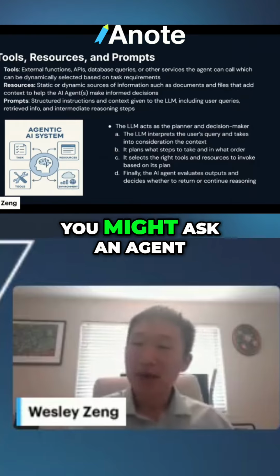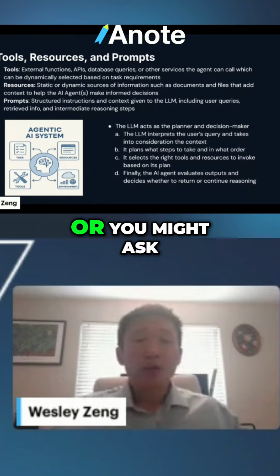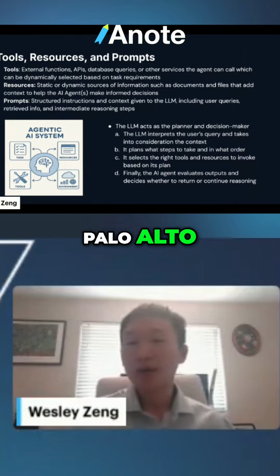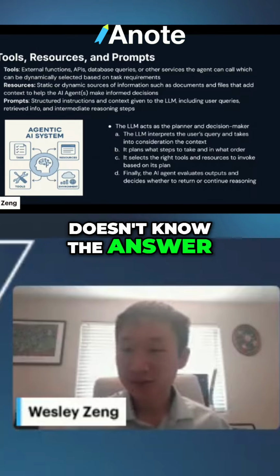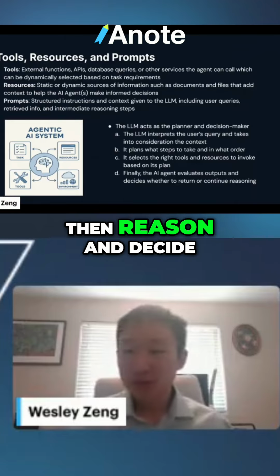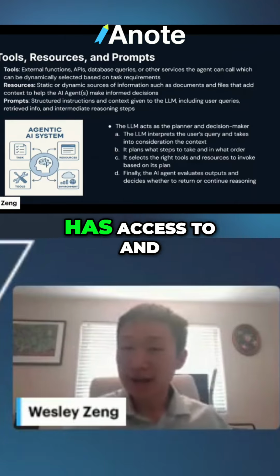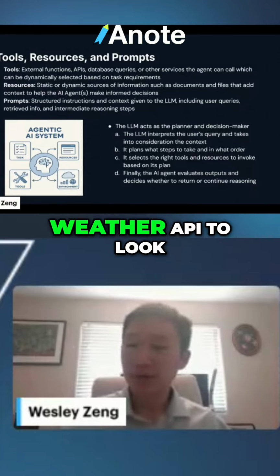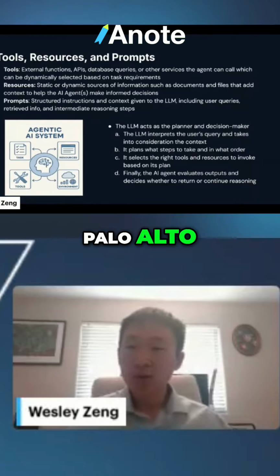For example, you might ask the agent what the weather is like in Palo Alto. And the LLM on its own most likely doesn't know the answer off the top of its head. The LLM will then reason and decide, look at which sorts of tools it has access to, and then decide what tools it can call. So it'll call a weather API to look at what the weather is like in Palo Alto.